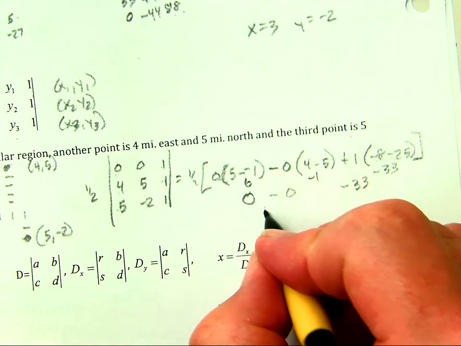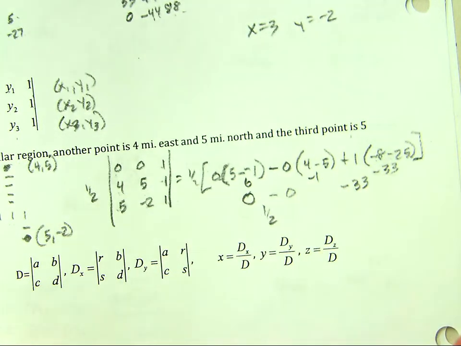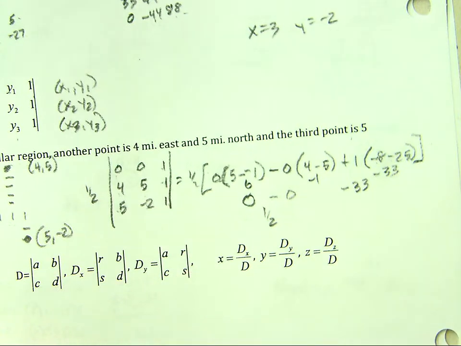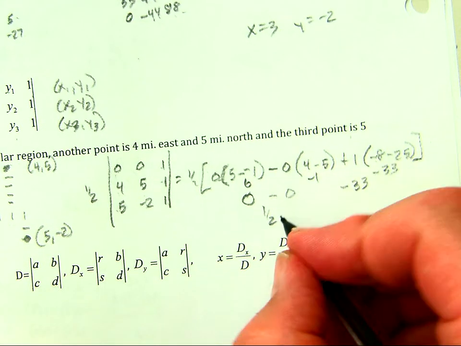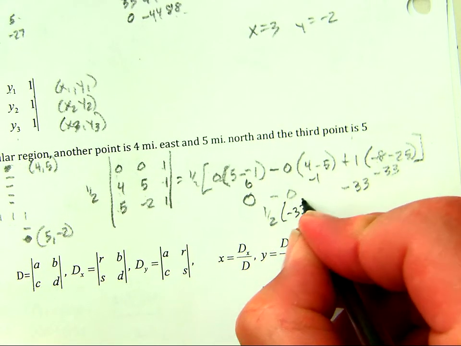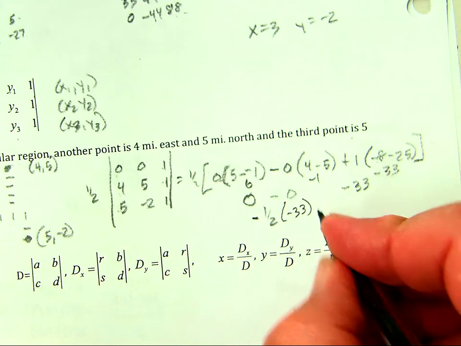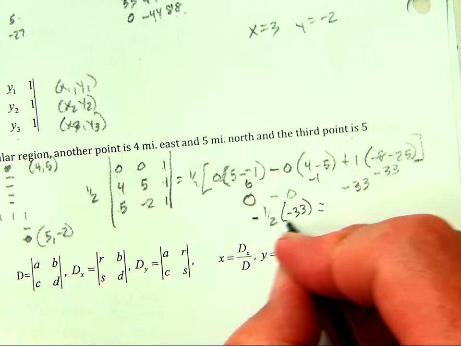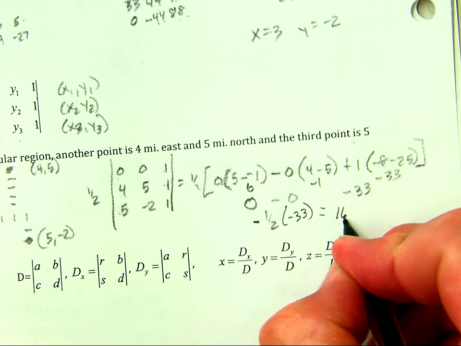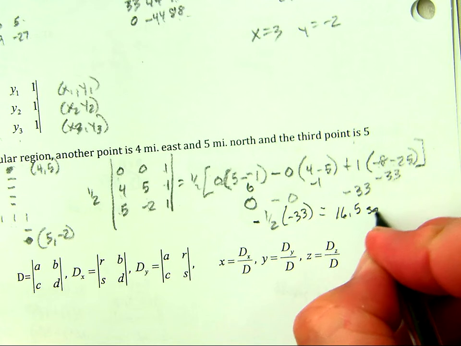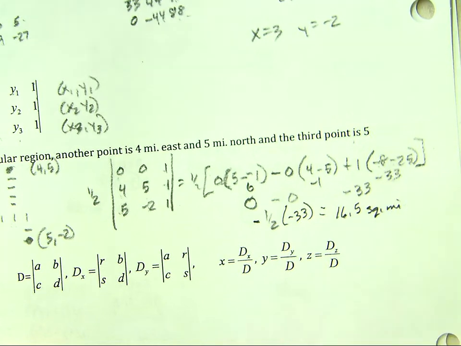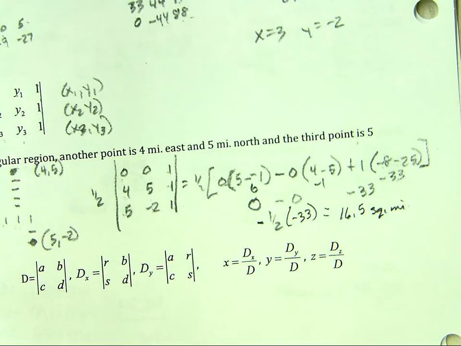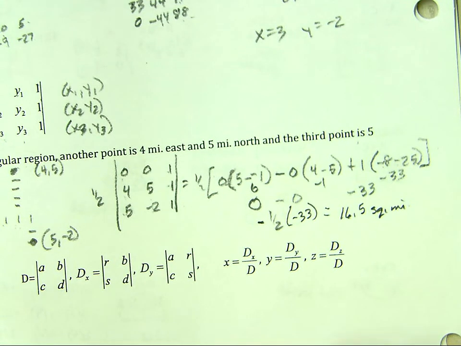So now we're going to take 1/2 times a negative 33. And this is where it comes in handy that we're going to use a negative 1/2 because now our final answer is 1/2 of 33 or 16.5 square miles. Okay? That's how you can find the area of a triangle.